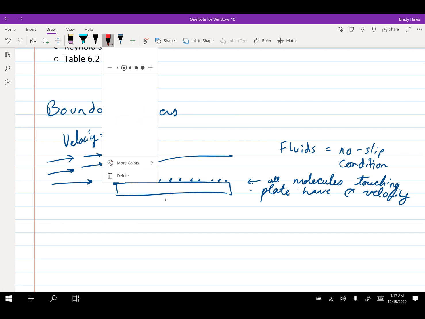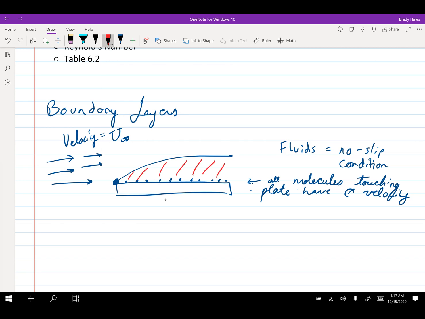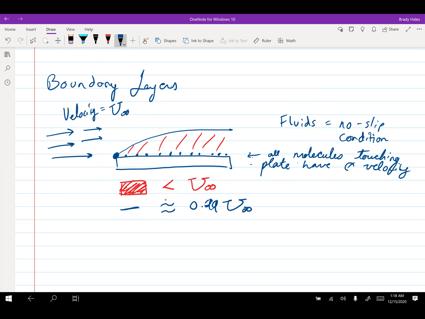So let me kind of do this. Yeah, this is going to be less than u infinity, where this is about equal to 0.99 u infinity. Okay, so it makes sense if the plate is not moving that all of the molecules along the plate are also not moving. And as such, for viscous fluids, a boundary layer develops such that the viscous forces cause a velocity profile that might look like this, right? Where this is u infinity.